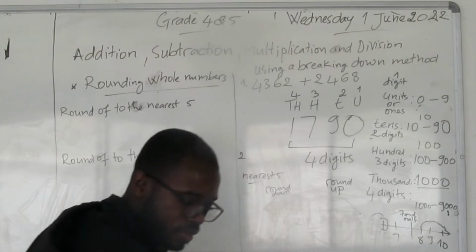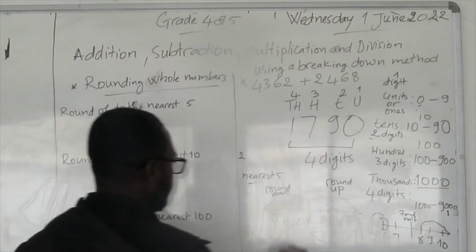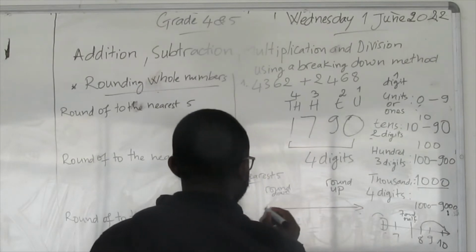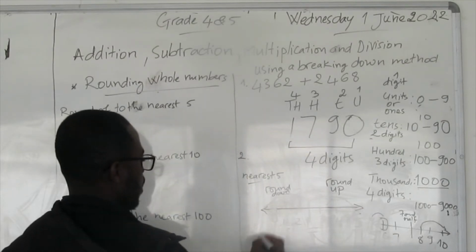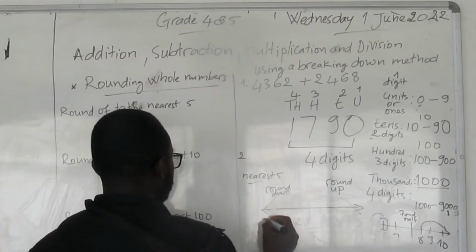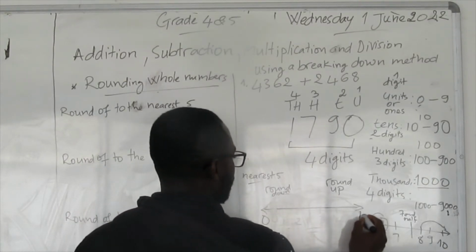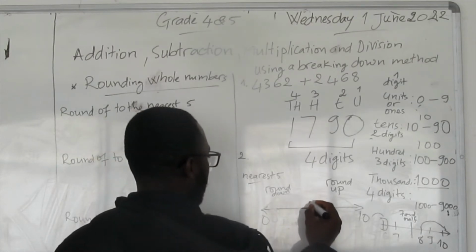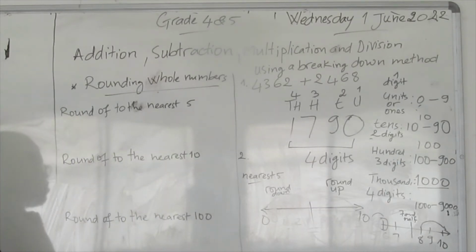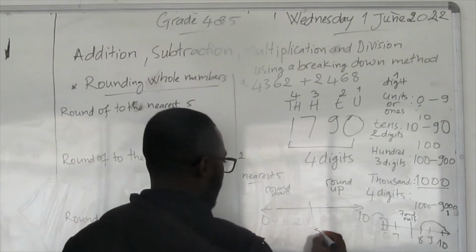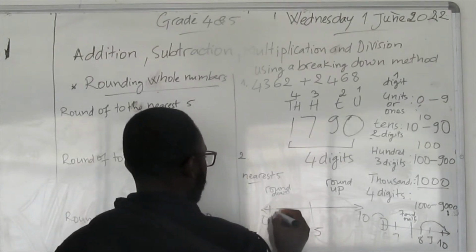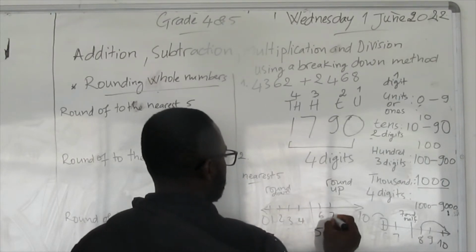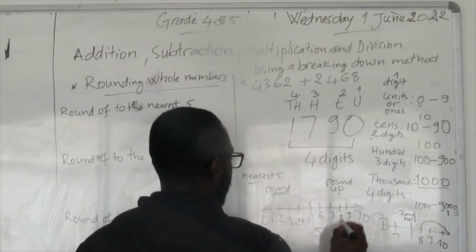To the nearest 10, let's use our number line. Now, to the nearest 10, we start with what? 0, 10. You understand now? We get the middle first, the half. It's what? 5. And here, 1, 2, 3, 4, 6, 7, 8, 9.